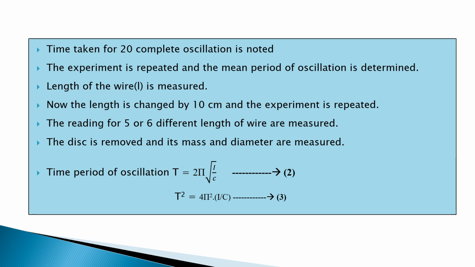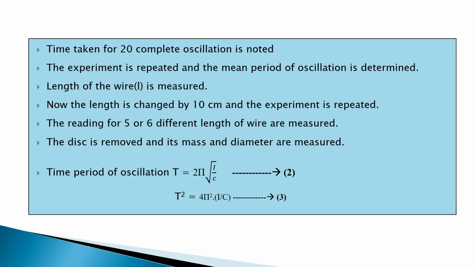Okay. So now this type of change in length is done 5 or 6 times. So by adjusting the length, I am taking different time periods of oscillation. Now the disc is removed and its mass and diameter are measured. Mass can be measured using a weighing balance and diameter can be simply measured with the help of a scale.